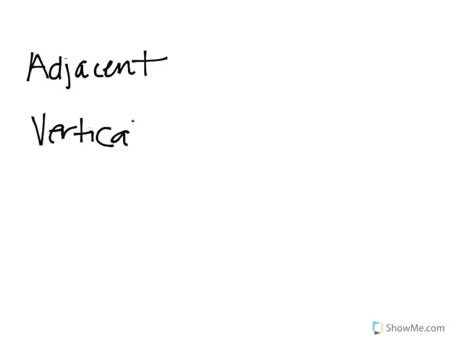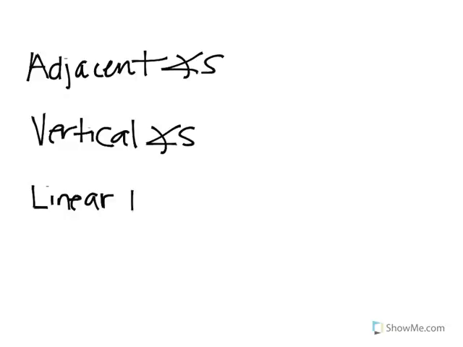We can also classify angles by the way that they look. So we have 3 types of these angles. We have adjacent angles. We have vertical angles. And we have linear pairs or linear angles. Let's just call them linear angles.